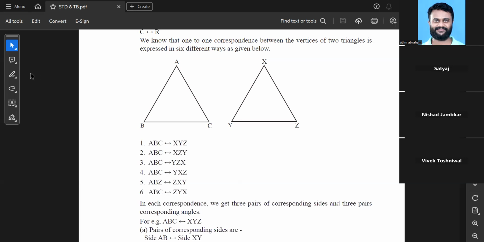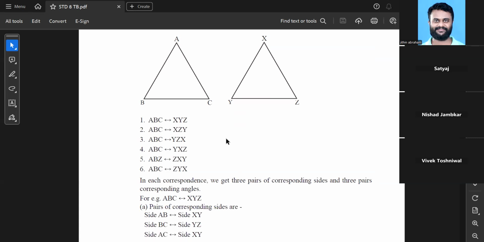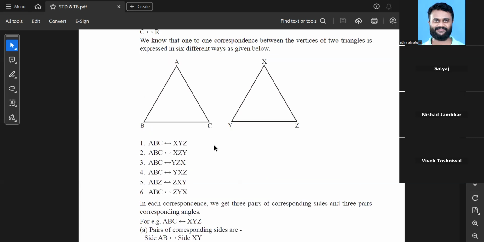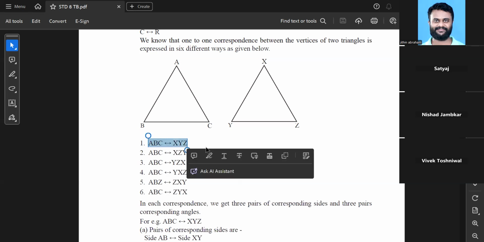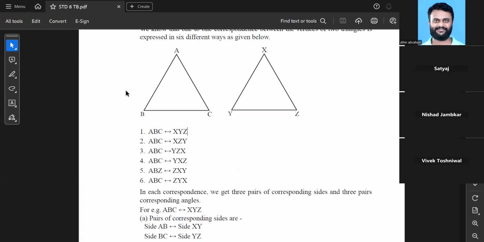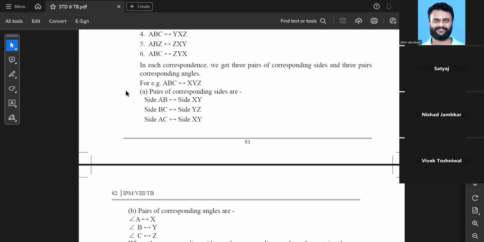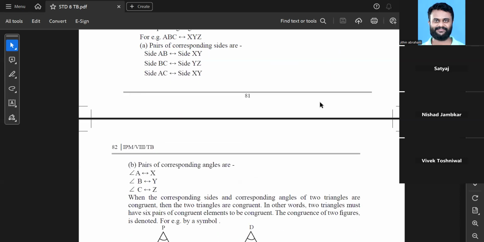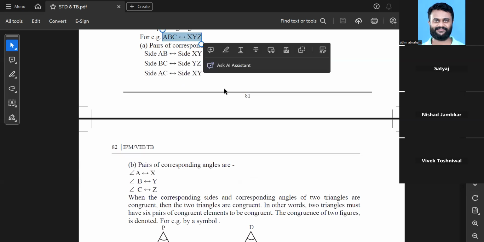Now, we know that one-to-one correspondence between vertices of two triangles is expressed in six different ways as shown in the figure. For example, in this case, now let me consider the first way. That is, if we are expressing like this, ABC corresponds to XYZ. Okay, it means what? ABC corresponds to XYZ means what?